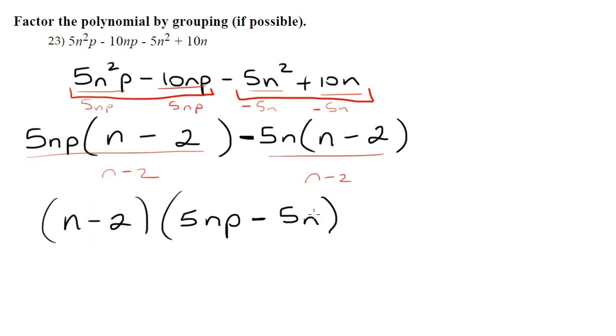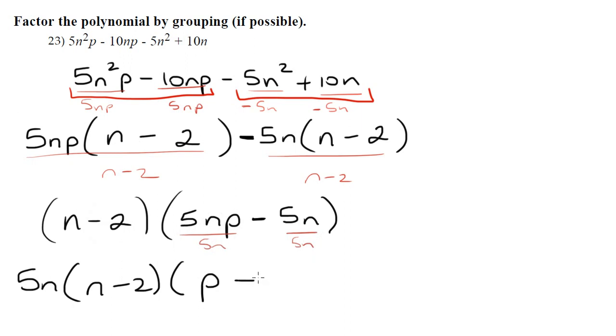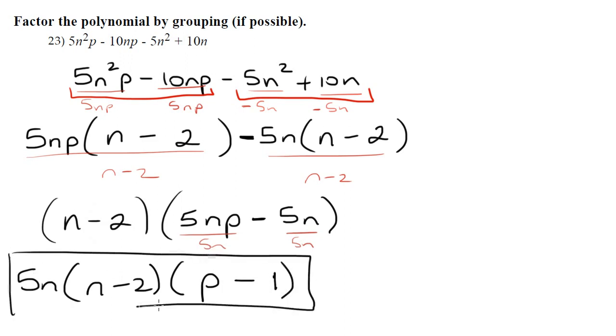5n. But I haven't factored completely. Because look, common factor here, which lets me know there's common factors in the beginning that I could have factored out. But that's okay. Common factor here of 5n that I can divide out. So if I divide out 5n, I'll show the division again. If I factor out or I divide out 5n, left with p minus 1. And now I'm factored completely.